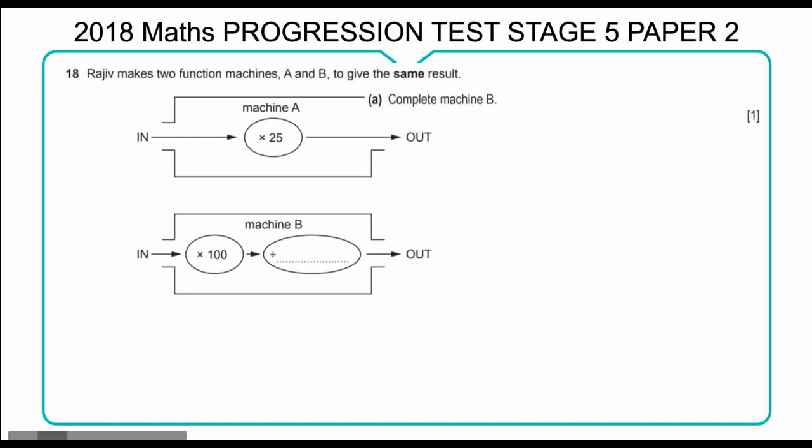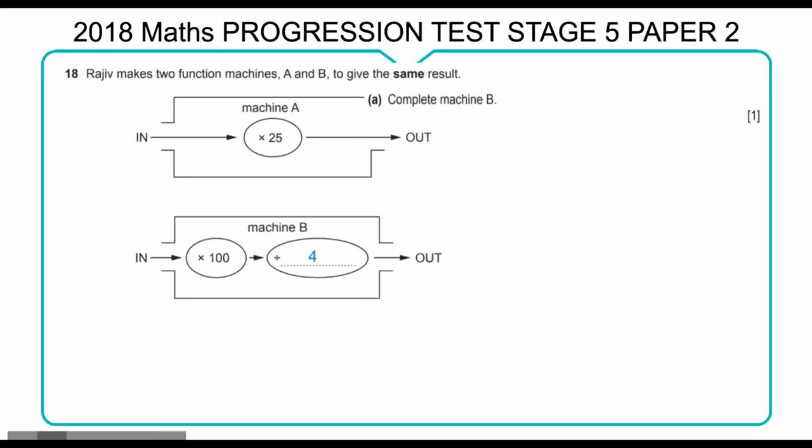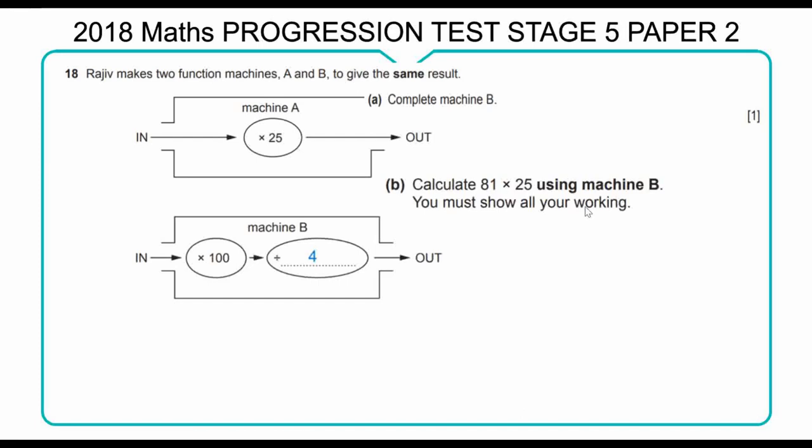Let's reveal the answer. It's 4, because 25 is 100 divided by 4. Next, part B: calculate 81 times 25 using machine B. You must show all your working. 10 seconds.